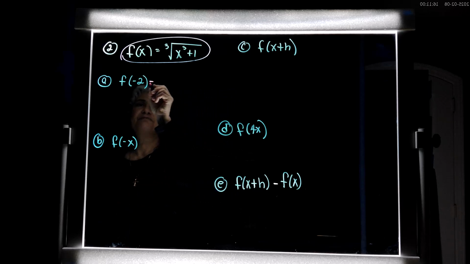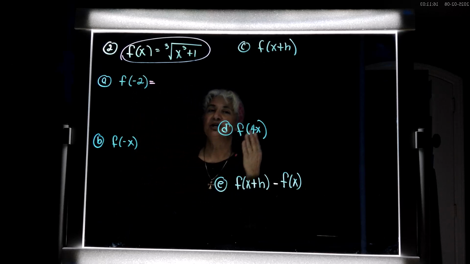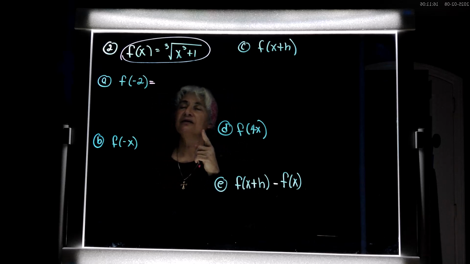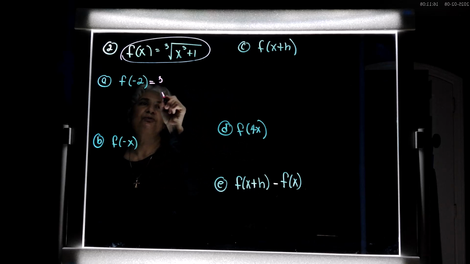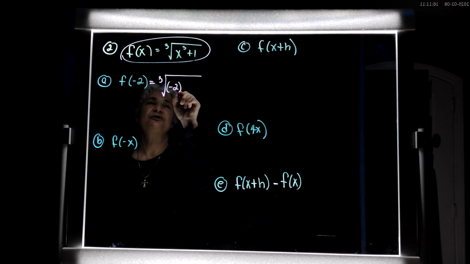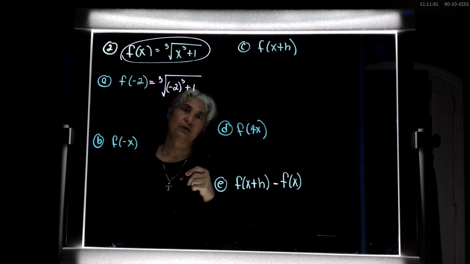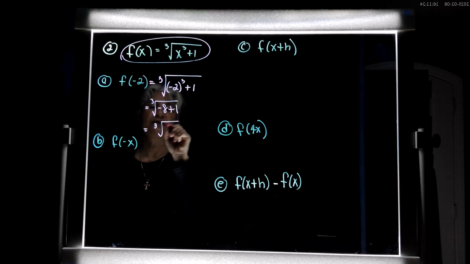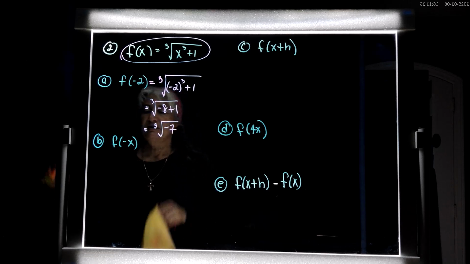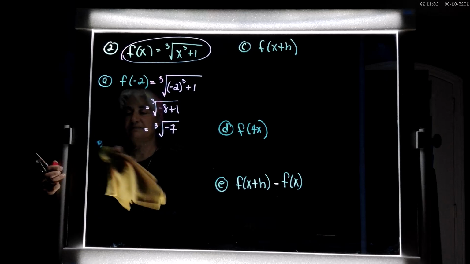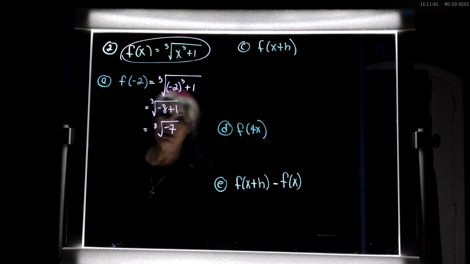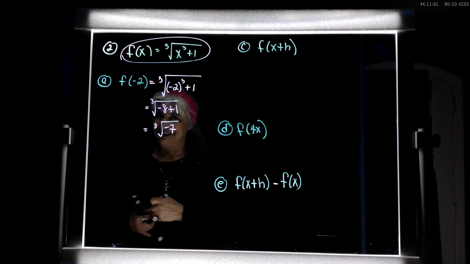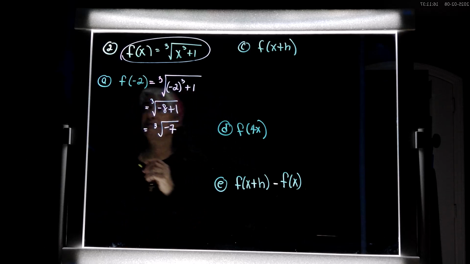Okay, so letter A. What are we going to do? You're going to plug in negative 2 for the x. So I've got the cubed root of negative 2 cubed plus 1. Well, what is negative 2 to the third? Negative 8. So I've got the cubed root of negative 8 plus 1. Yeah, that's the cubed root of negative 7. So, question. Do you know the cubed root of negative 7? Yeah, neither do I. But I do know something.